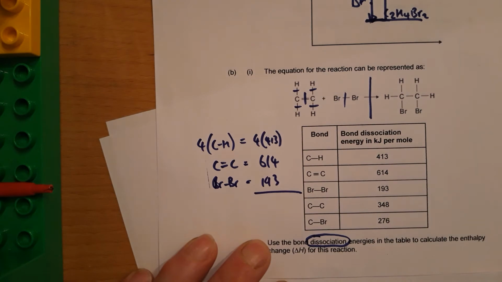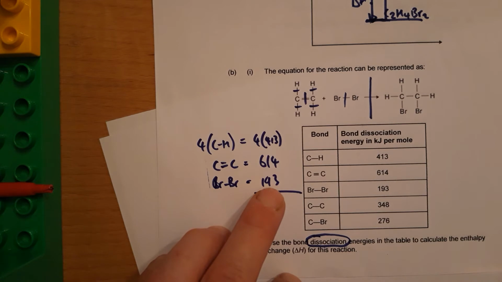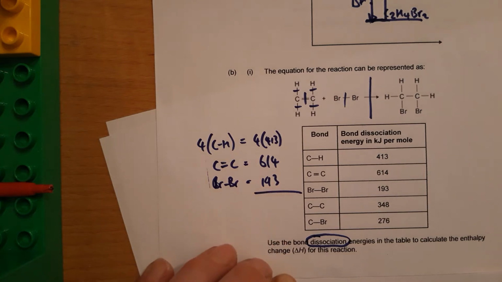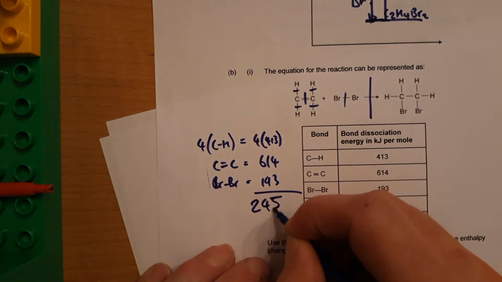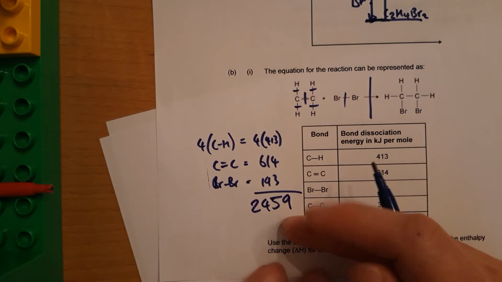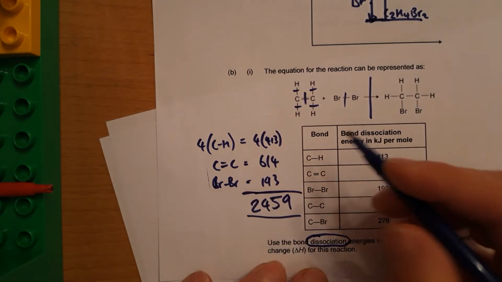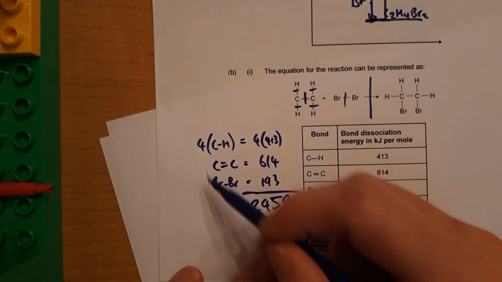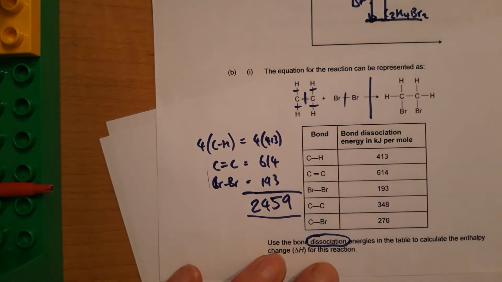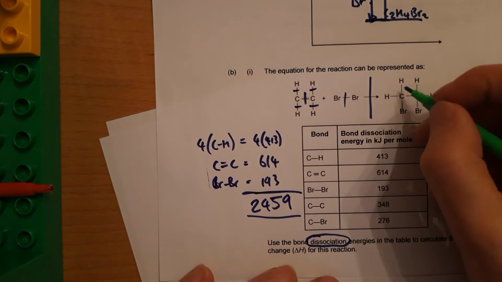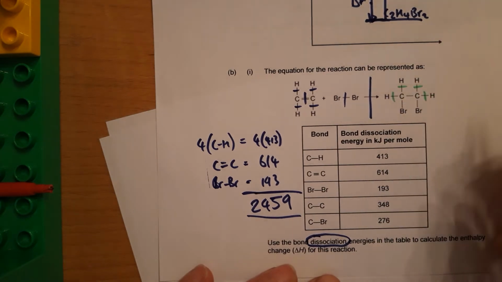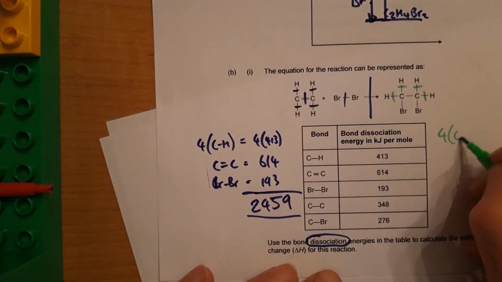I'm going to be a little bit lazy, and I'm just going to look up the answer. 2459. I'm going to tell you what they did on the mark scheme in a minute. They took a nice little shortcut on the mark scheme. But this is the amount of energy you need to break all of those bonds. You're making bonds. I'll just use a different colour. You don't have to use a different colour in the exam. 1, 2, 3, 4 CHs. So you're going to make 4 CHs.